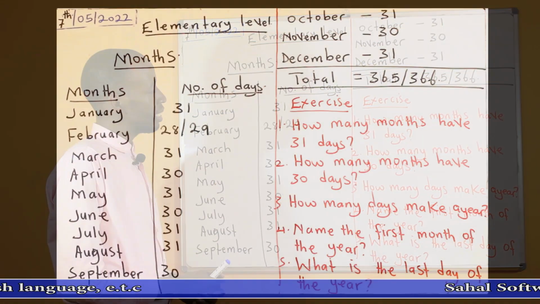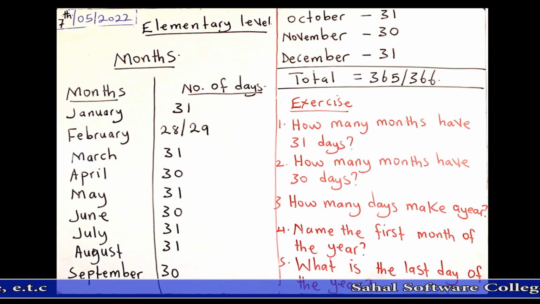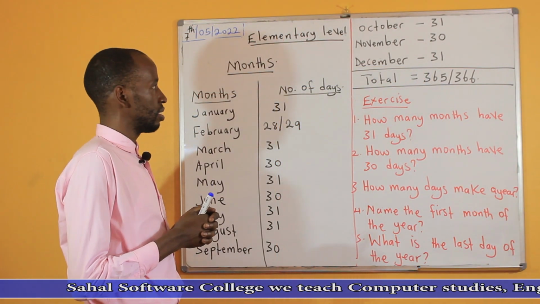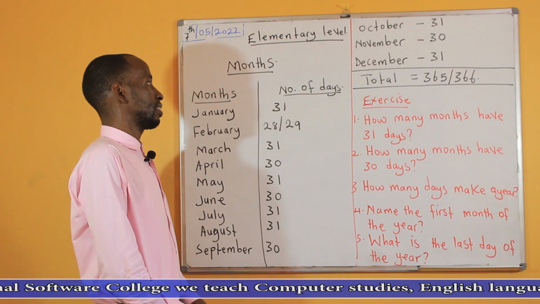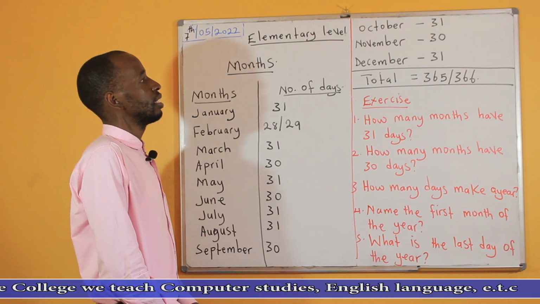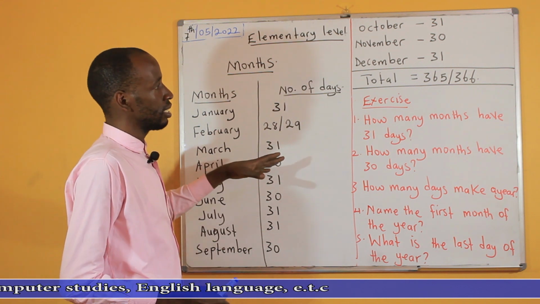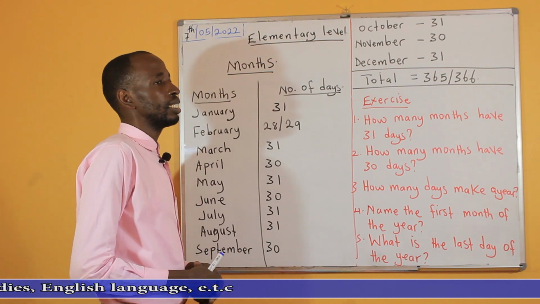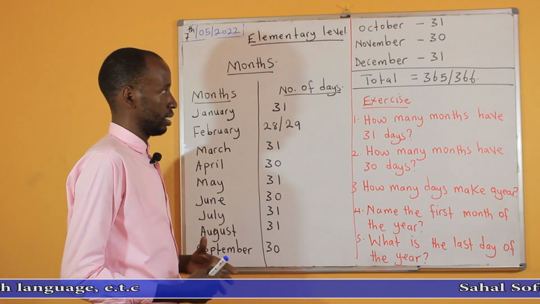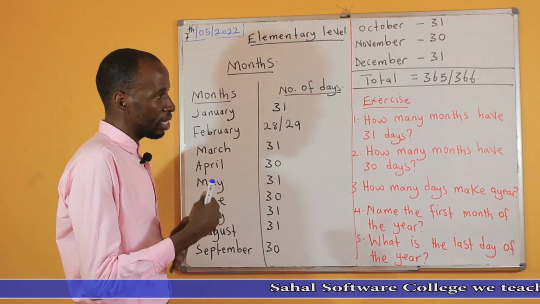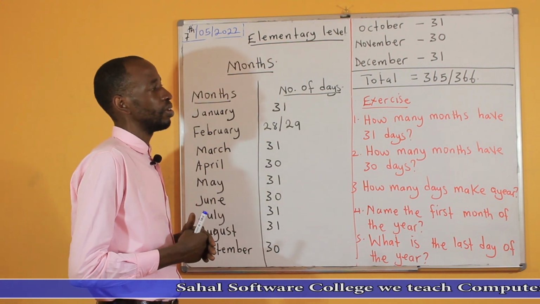Then number 5, what is the last month of the year? Of course, the last month of the year is December. So you need to understand. First, it's number 1. Then last is the one that ends. So you need to make sure that you understand them very well.